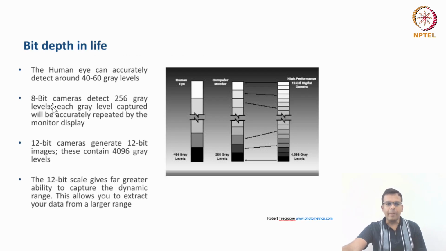Okay, 8-bit cameras detect 256 gray levels, and each gray level captured will be accurately repeated by the monitor display. And a 12-bit camera generates 12-bit images. This contains 4096 gray levels. And here you can see the 12-bit scale gives far greater ability to capture the dynamic range. This allows you to extract your data from a larger range.